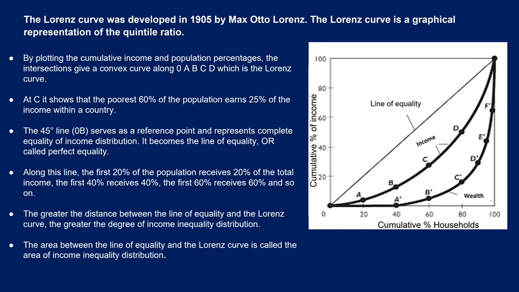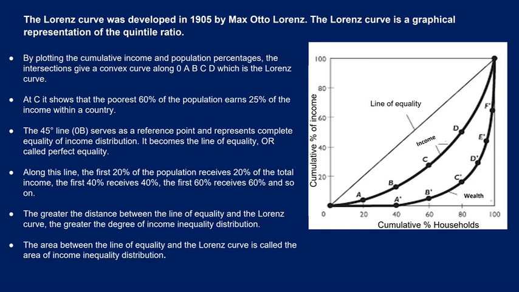This serves as a reference point and represents complete equality of income distribution, and therefore it is known as the line of equality, or it is called perfect equality. Along this line, the first 20% of the population receives 20% of income. If you come across from 20% of the income and you go down it takes you to 20% of the household. And if you go to 40%, they will receive 40% and so on.